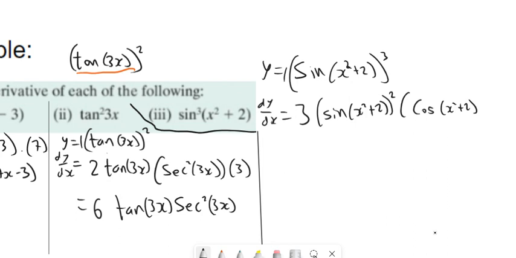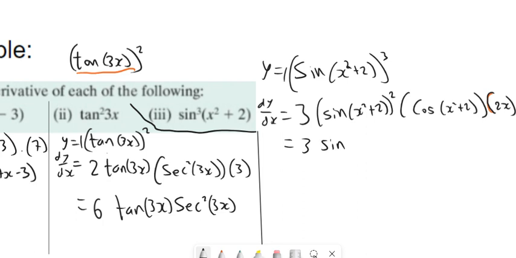But now I must multiply by the differential of what is inside that. And what's inside that is the x squared plus 2 bit. So now just focus on the x squared plus 2. What's the differential of that? It will just be 2x. And that will be it then.